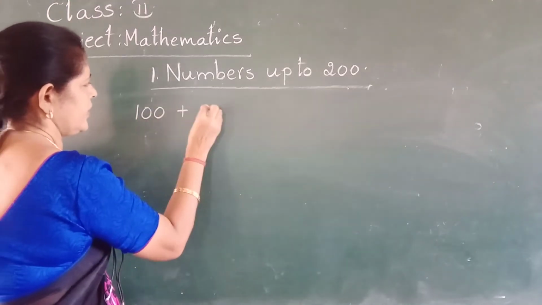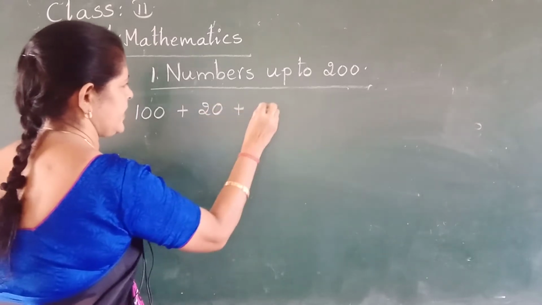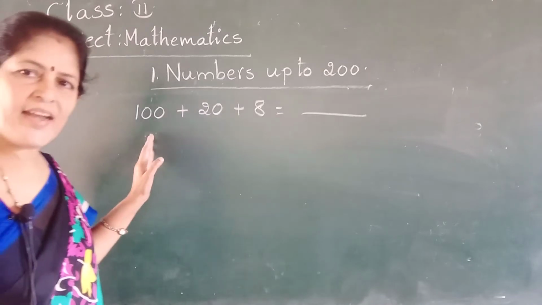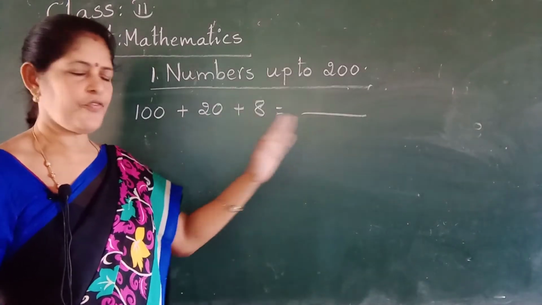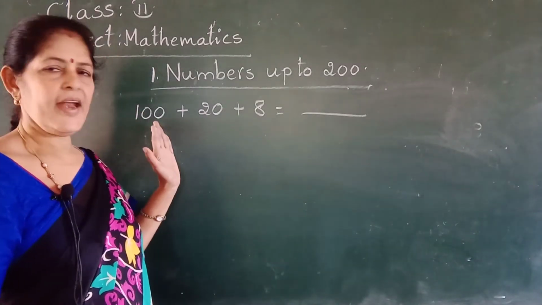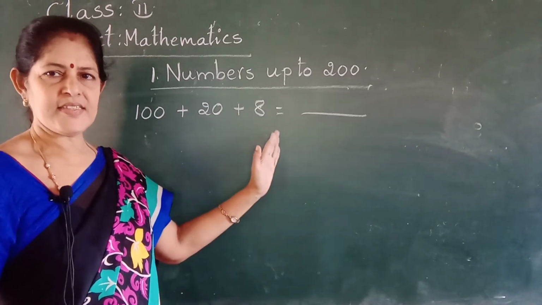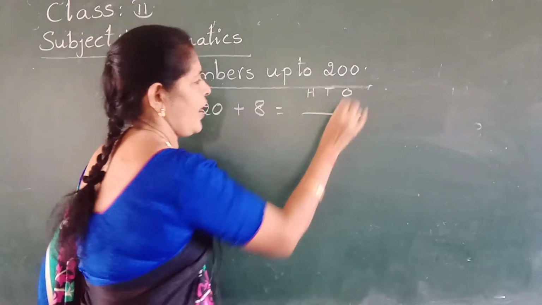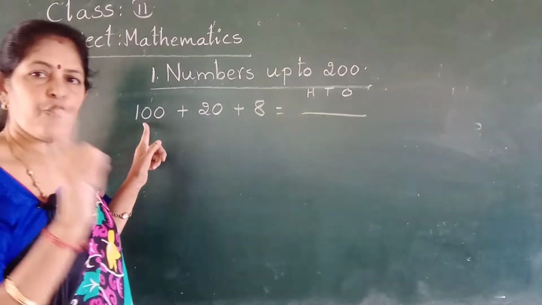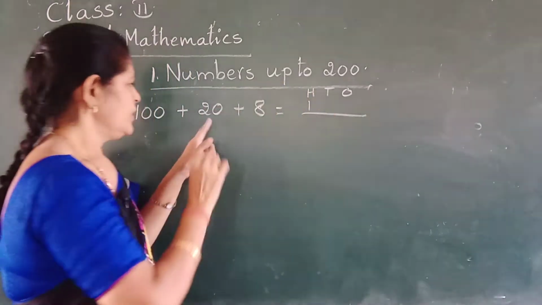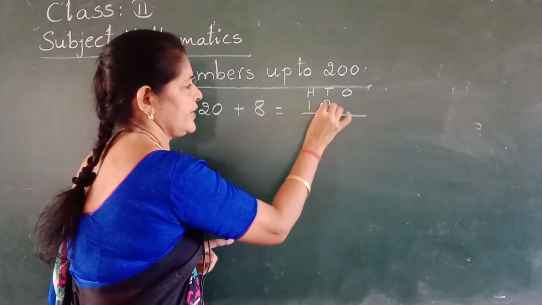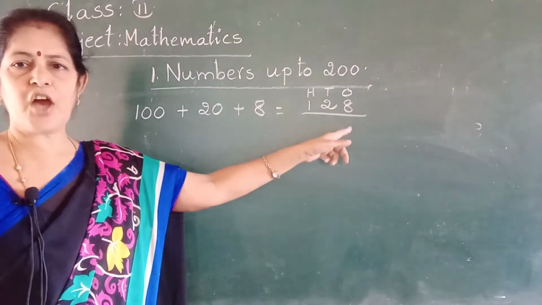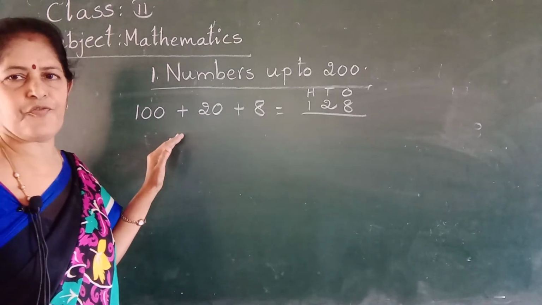100 plus 20 plus 8. What is it? Very good. Expanded form. Now write the short form of this number. 100 plus 20 plus 8. Put the places: hundreds, tens, ones. Write only 1 in the hundreds place. 20, 2 write in the tens place. 8 write in the ones place. This is the short form of the given expanded form.